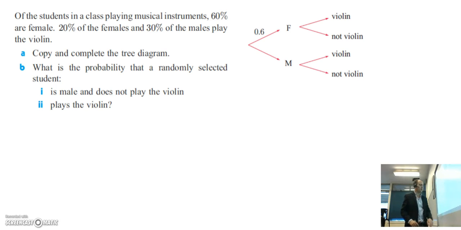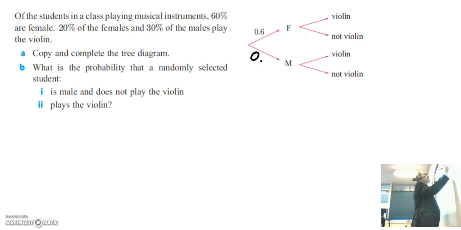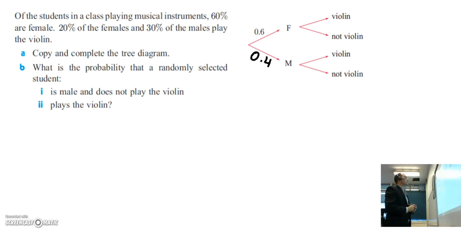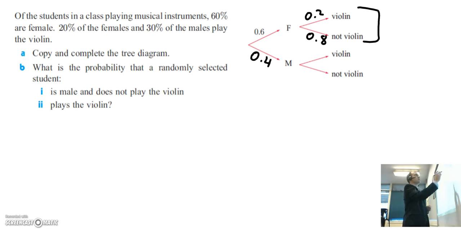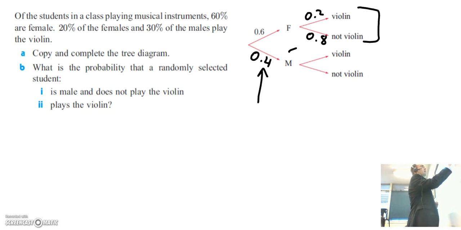Let's do another example. So one of the students in the class playing a musical instrument, so 60% are female. So if 60% are female, 40% or 0.4 are going to be male. 20% of the females and 30% of the males play the violin. So 20% of females play the violin, 0.2, which means 0.8 of those don't. Keep in mind that these have to add up to 1. So this adds to 1, this adds to 1, and this adds to 1.